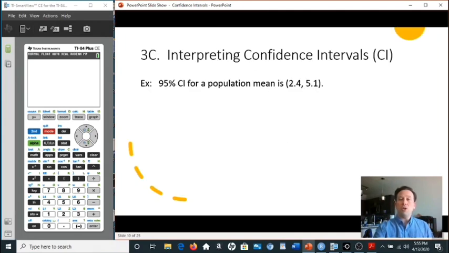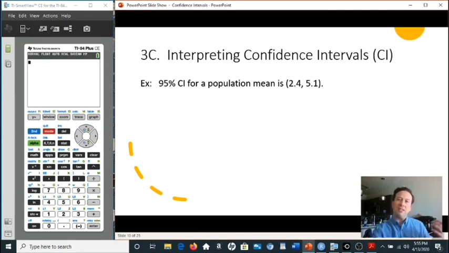Another thing we're going to want to do in this section is interpret a confidence interval. What does it mean? Now, more specifically, we can identify the endpoints, but what do they mean? In statistics, we'll usually describe a confidence interval with its level. We'll say it's a 95% confidence interval, or CI, for a population mean, between these two numbers. So here's how you can interpret this.